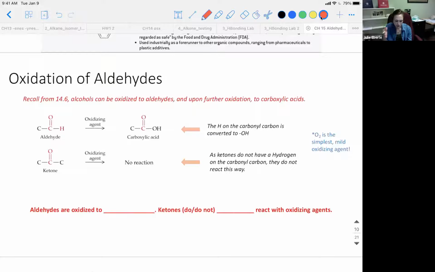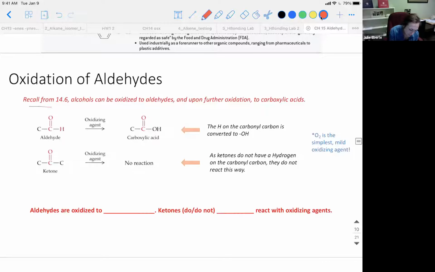This is going to be a little more complex, but you've actually already looked at some of this. We talked about oxidizing agents, oxidation reactions yesterday with alcohols, and this is kind of just a review of what we did yesterday. Recall that alcohols can be oxidized to aldehydes mildly. If you do mild oxidation on a primary alcohol, you get an aldehyde. And upon further oxidation, if you do really strong oxidation, you go all the way to a carboxylic acid. So I've actually already told you what happens when you oxidize an aldehyde, because this was our intermediate yesterday.